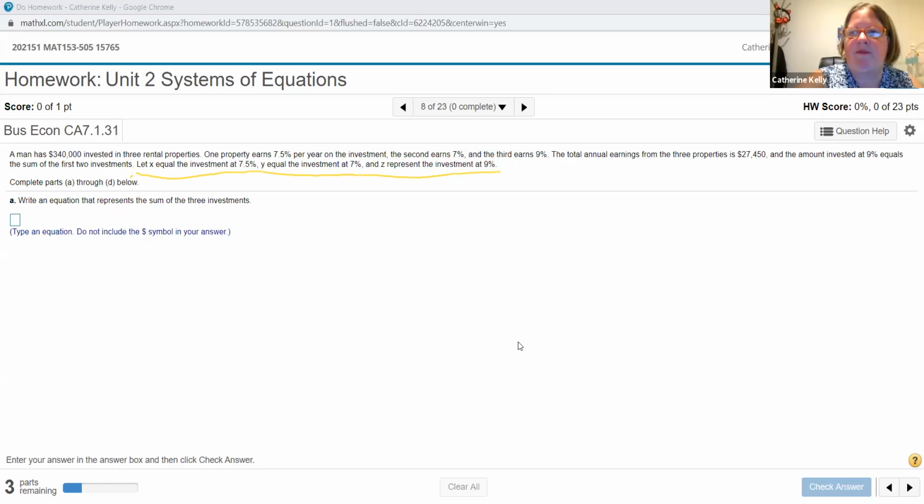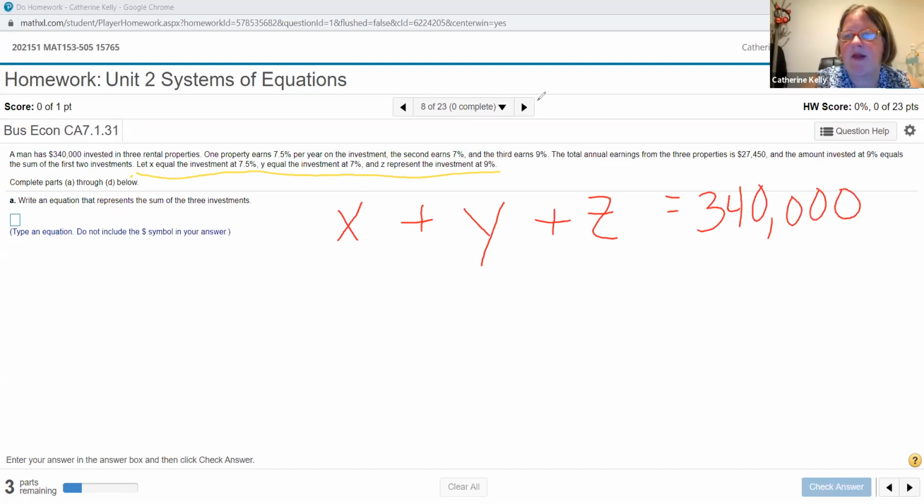So the first equation I'm going to think about is, I'm just going to reread the question. And it says, a man has $340,000 invested in 3 rental properties. So the total amount invested is $340,000, the sum of all of them. So if he has one rental property X plus another one Y plus another one Z, the total amount invested is $340,000.